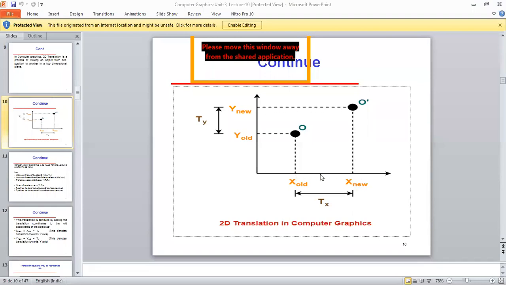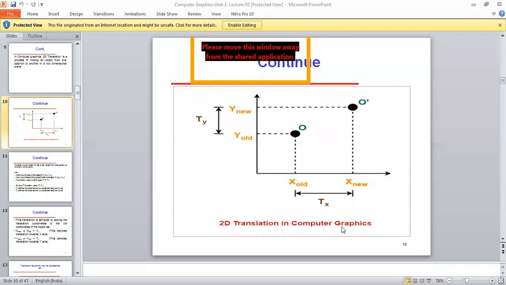So this is called the movement of the object. Now this is the object, and it is now moved up to here. Now this is the final image, and this is translated by a few units. So this is the final figure, just shown with the dotted line. So this is called the 2D translation in computer graphics.